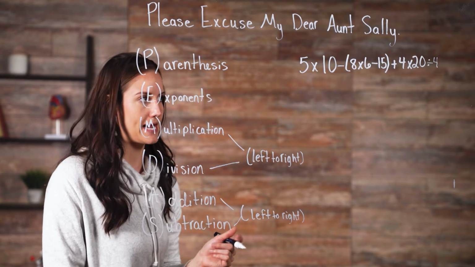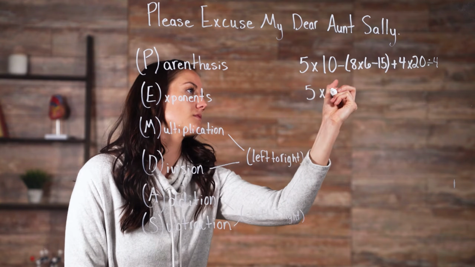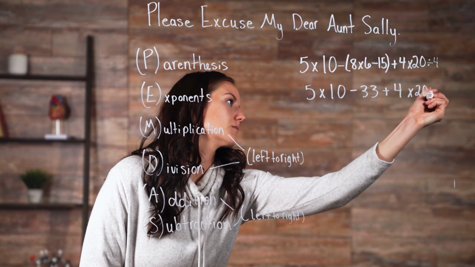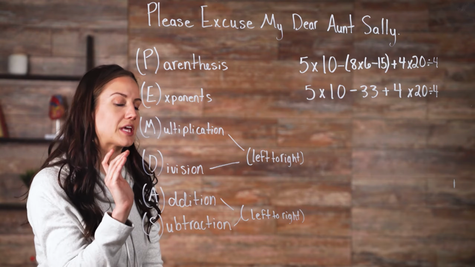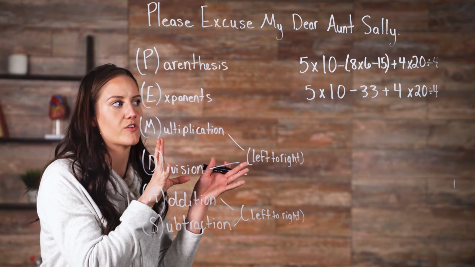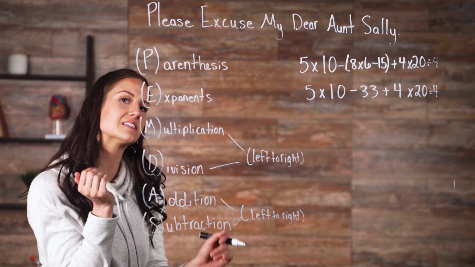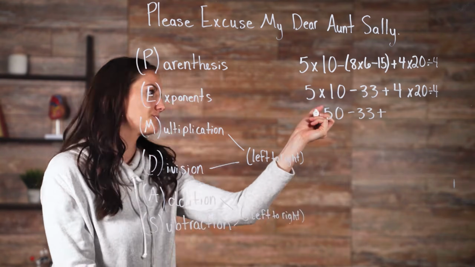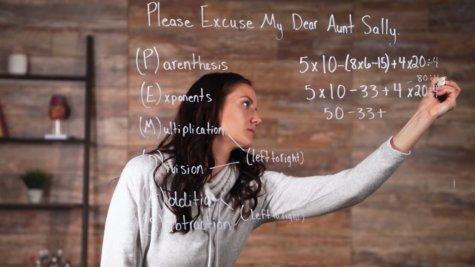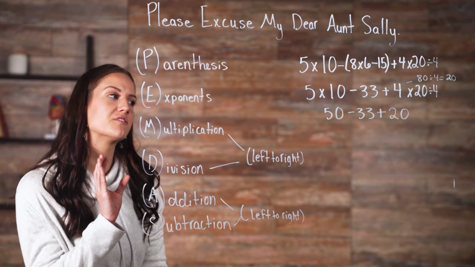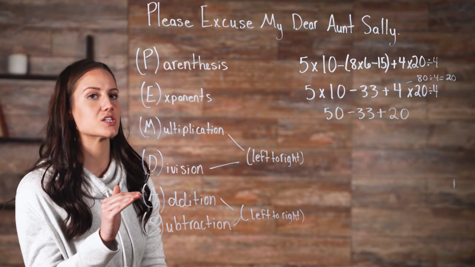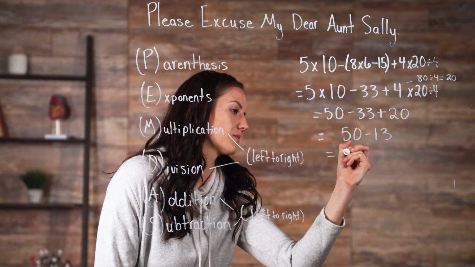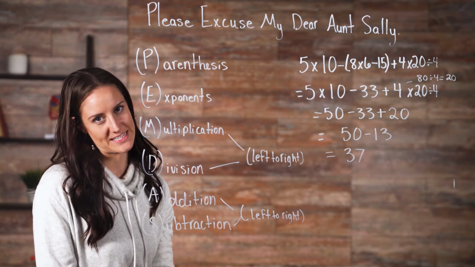Here's how the problem looks now. So our next step is multiplication and division. So let's perform all of our multiplication and division problems and then see what we have left. Now we finish with addition and subtraction. So here's what we have. And our answer is 37.